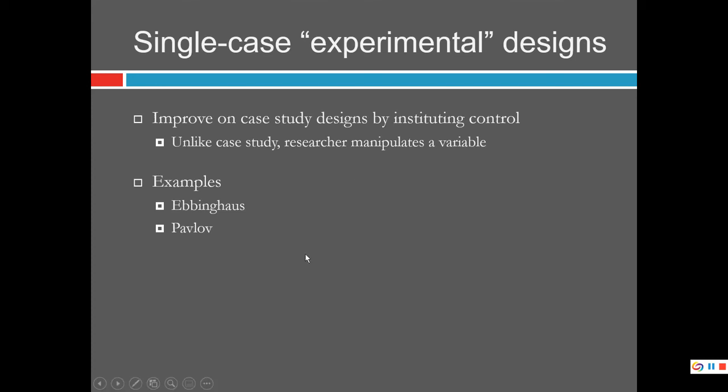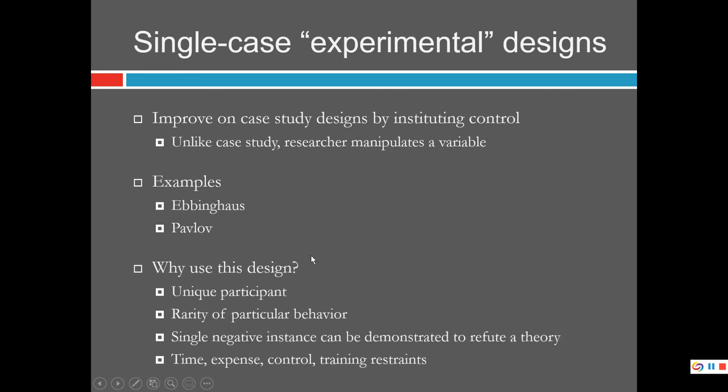So these were some early historical examples from the late 1800s and early to mid 1900s. Just to give you an idea, these are not unheard of, but they are rudimentary and characterize a lot of early psychology. But we still might use these designs today under certain circumstances because there might be something unique about the people involved, the behavior that we're looking at, or the idea that if you can find a single piece of counter evidence to something, that might refute a theory.